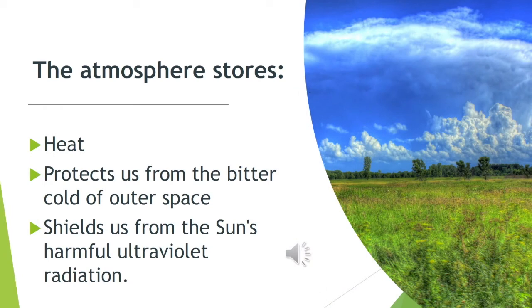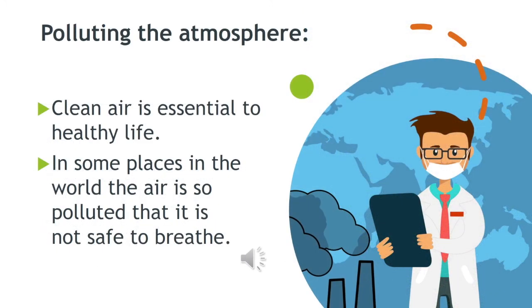Heat and light from the sun are necessary to all forms of life. The atmosphere stores heat, protects us from the bitter cold of outer space, and shields us from the sun's harmful ultraviolet radiation. Clean air is essential to healthy life. In some places in the world, the air is so polluted that it's not safe to breathe.